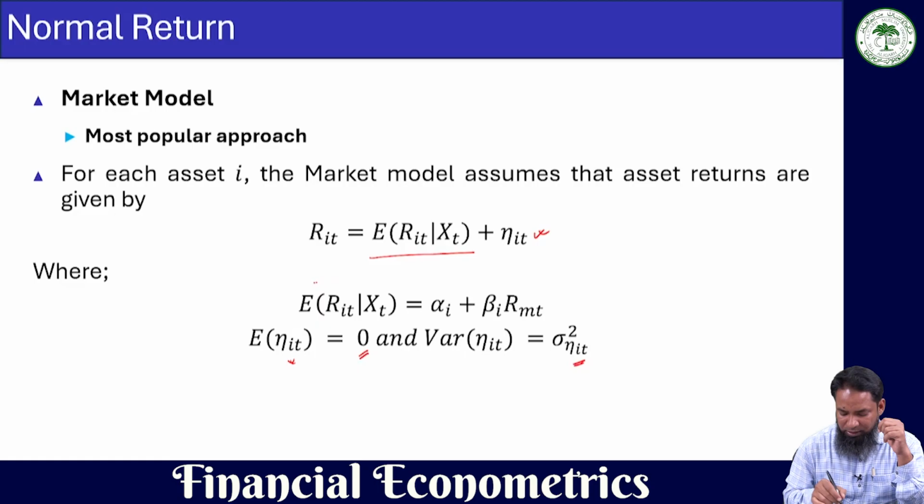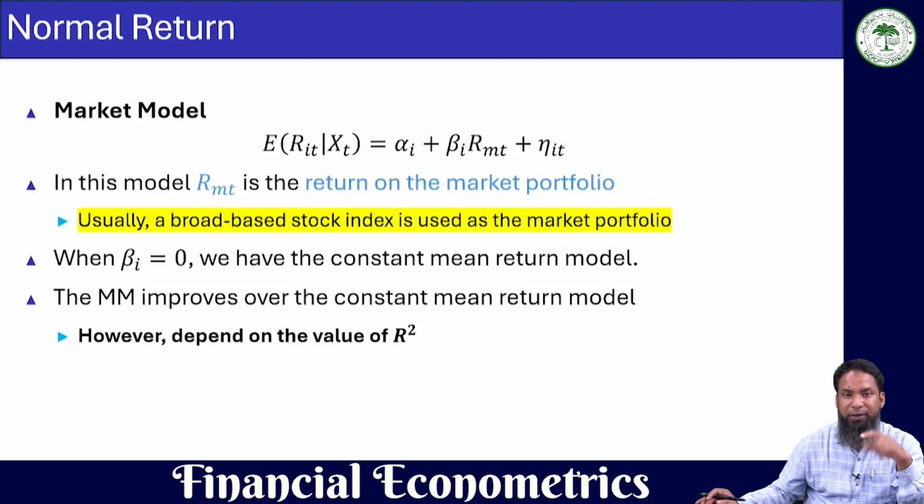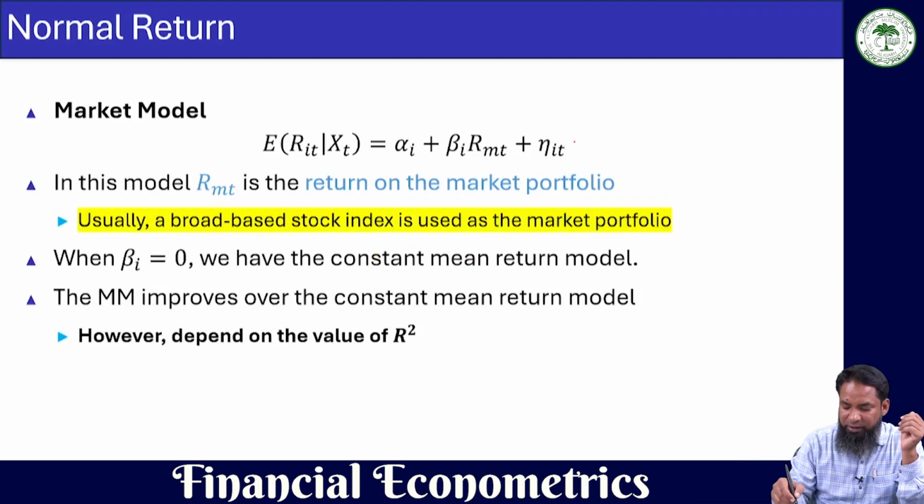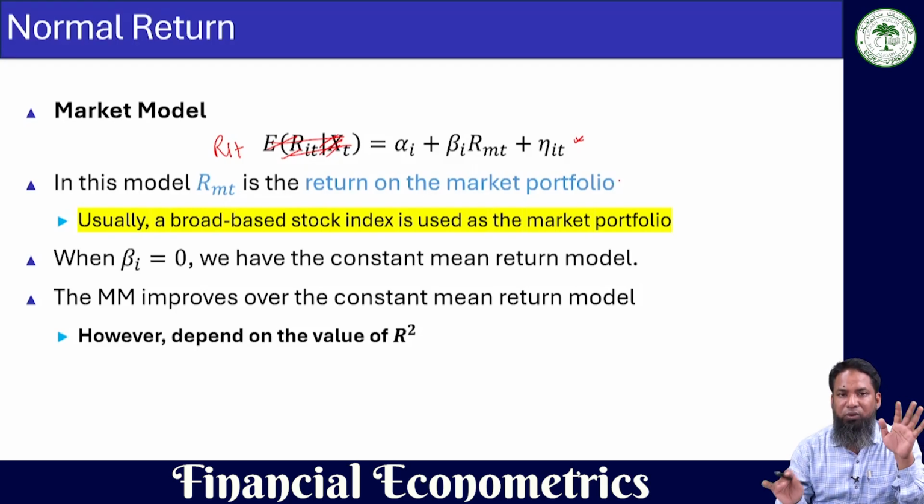So here this expected return is equal to alpha i plus beta i R_mt. So we can write that R_it is equal to alpha i plus beta i R_mt plus eta_it. In this model, R_mt is the return on the market portfolio.